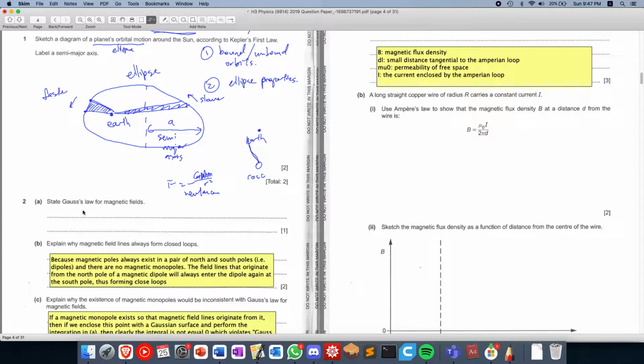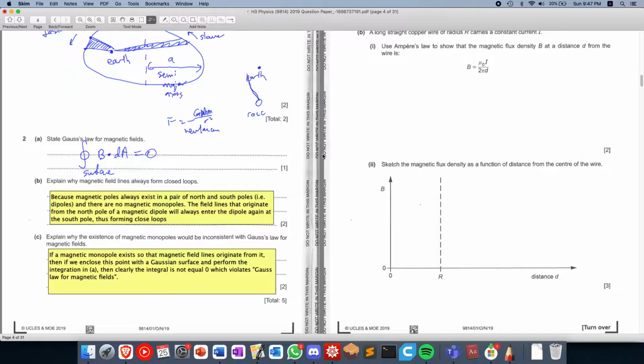to answer the question directly, it's closed surface integral of B dot dA is equal to 0. So what does that mean? Okay, let's read out B and C first. So explain why the magnetic field lines always form a closed loop.